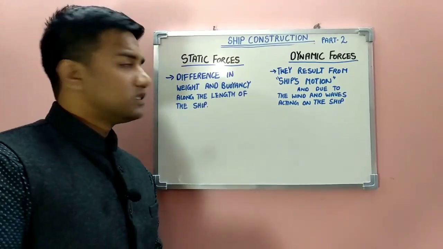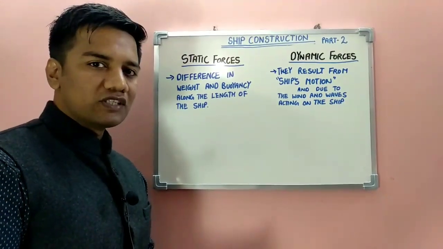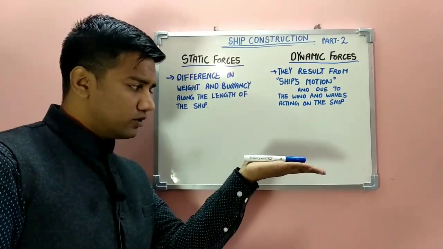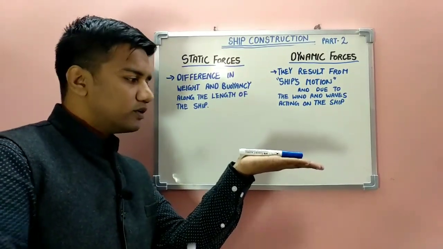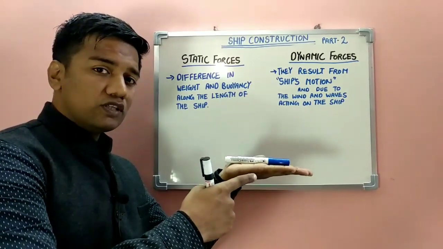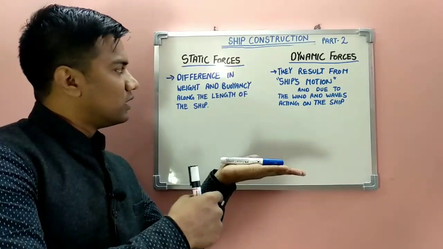So the next topic is static forces and dynamic forces. As the name suggests, static force. Now this is the ship, it's on the water. What forces are acting over here? One is the ship's weight, another is the buoyancy. The resultant of these forces will give you the static forces.